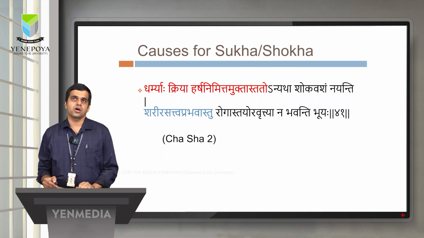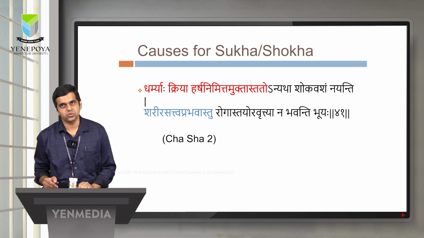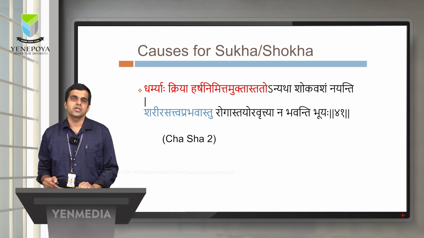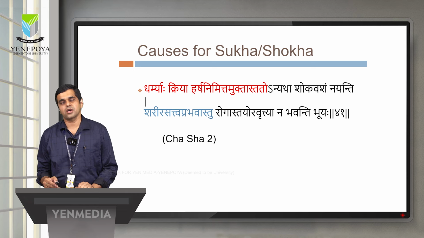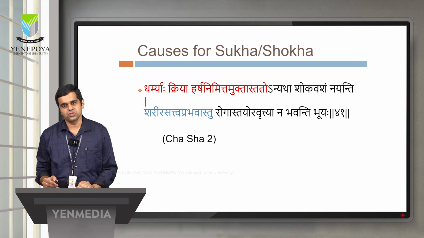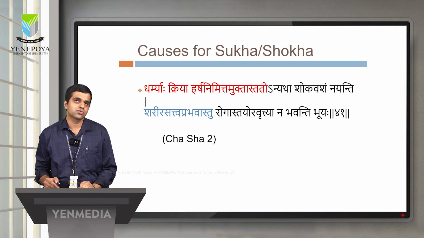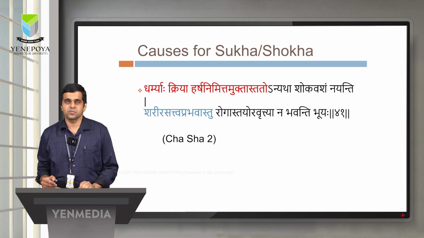Causes for Sukha and Shoka. See, we must remember this. What is the cause for Shoka? Dharmyaha kriyaha harsha nimitta muktas tato anyata shokavasham nayanti, sharira sattva prabhavastu rogaha stayor vrityaha na bhavanti bhuyaha. This is also from Charaka Sharirasthana, second chapter. Dharmyaha kriyaha, meaning the activities that you perform should be dharmya. Dharmya means dharma, dharanatiti dharmaha, something which will help you to stand by moral principles.